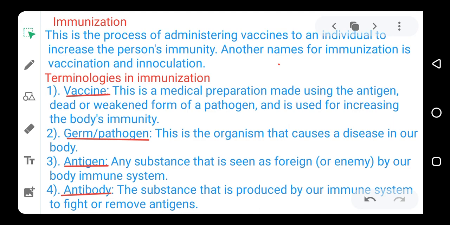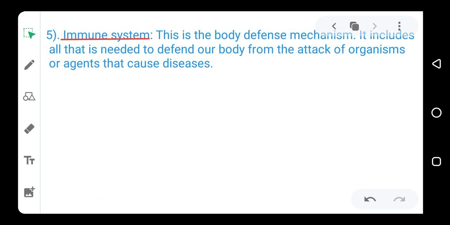Then antigen, I've also introduced the concept of antigen as the enemy or the foreign substance in our body. Then the antibody is the substance that is produced by our immune system or by our body to fight or remove the antigens. Then the immune system itself is the body defense mechanism. All the arsenals, all the soldiers, and all the military headquarters in our body that are put together to defend our body from attack by diseases is what we call immune system.